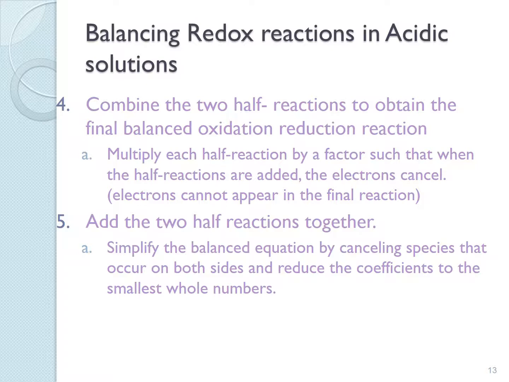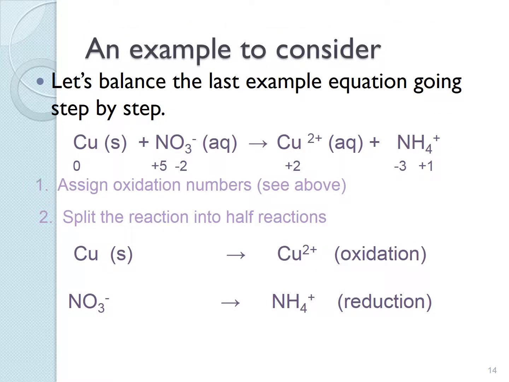And then finally, we can add the two half reactions together and look to see if anything shows up on both sides that can be reduced down. So we're going to do a couple of examples so you'll see what I'm talking about. All right, so let's balance the last example going step by step.